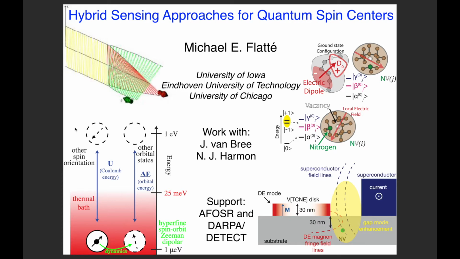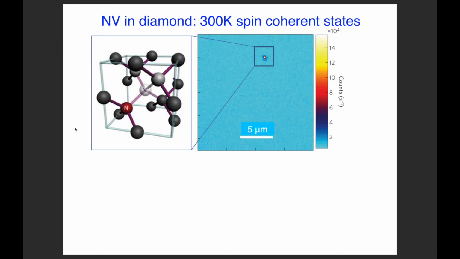Some images from my group are shown on this slide, including other topics in quantum information and in spin coherence in solids. So we are interested in systems that have room temperature spin coherence, and one of these examples is the nitrogen vacancy center in diamond. This is a defect which corresponds to a missing carbon atom and then a substitutional nitrogen atom placed next to it, as shown here on the left.